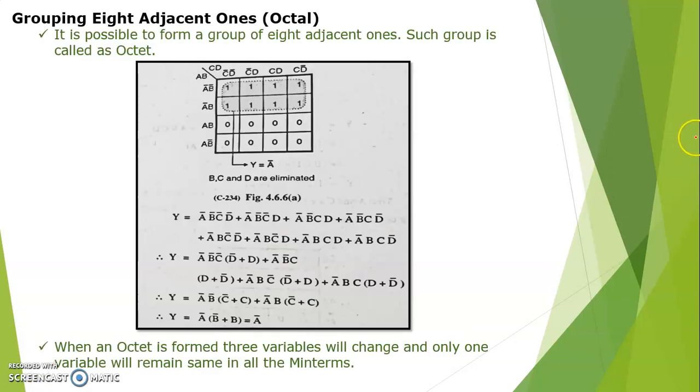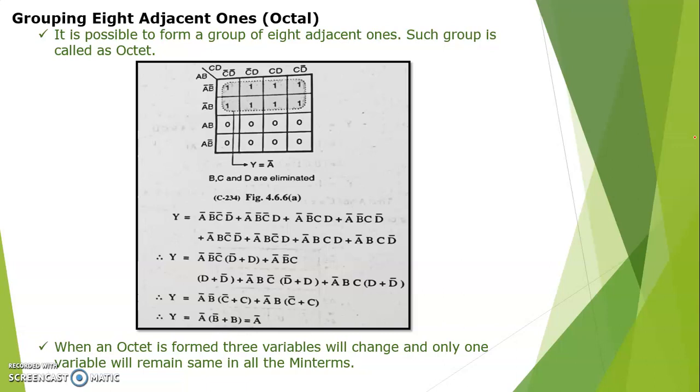Next is for your grouping 8 adjacent ones. Grouping 8 adjacent ones means it is possible to form a group of 8 adjacent. Such a group is called an octet. Here you can see that in the example we have a group of 8. You can see the 1 1, total there are 8. Okay, fine. So now you have to do it like that.